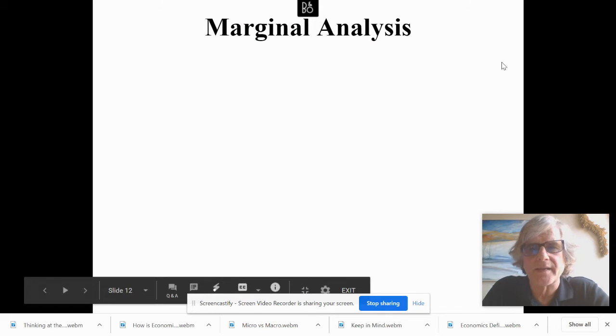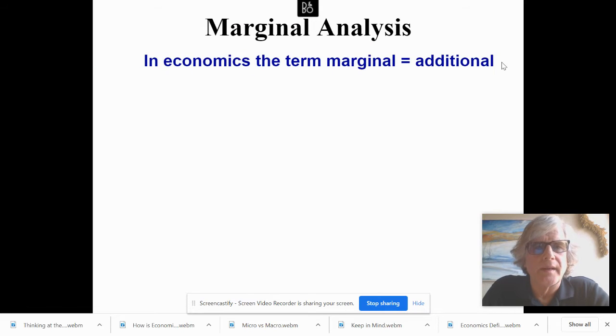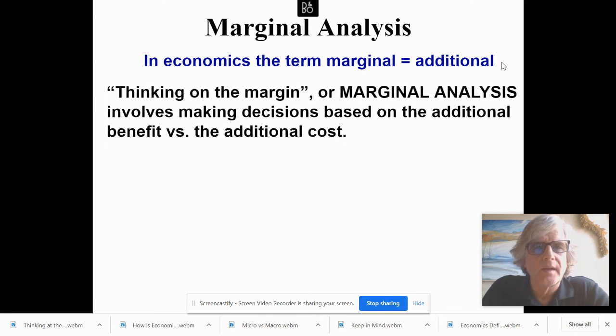Marginal analysis, that economic term. In economics, the term marginal equals additional. Thinking on the margin, or marginal analysis, involves making decisions based on the additional benefit versus the additional cost.